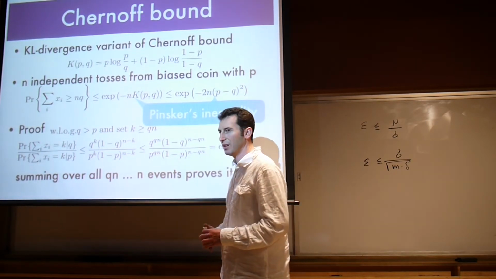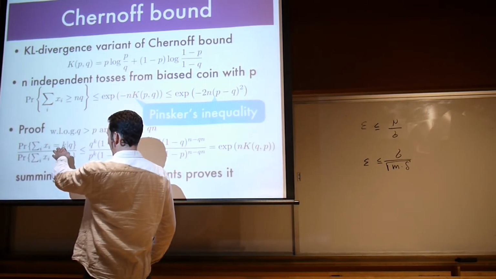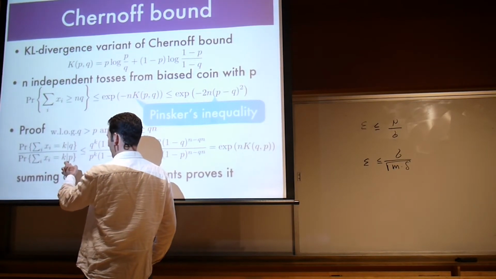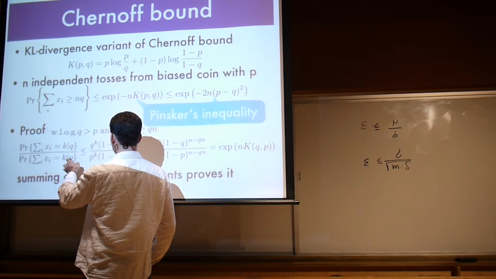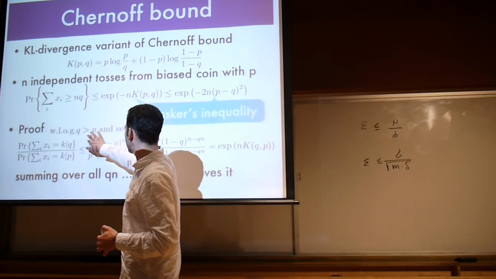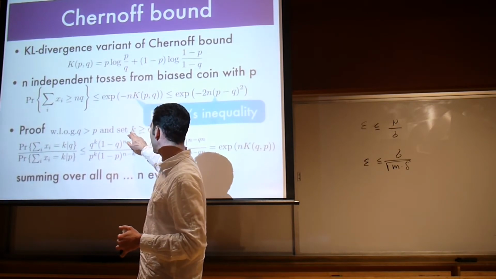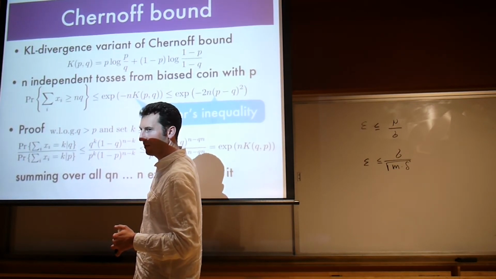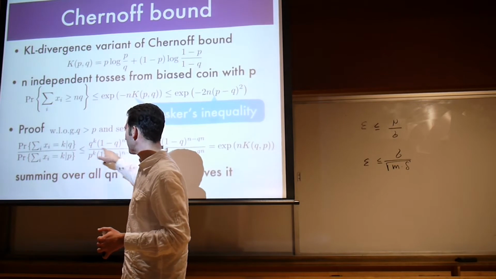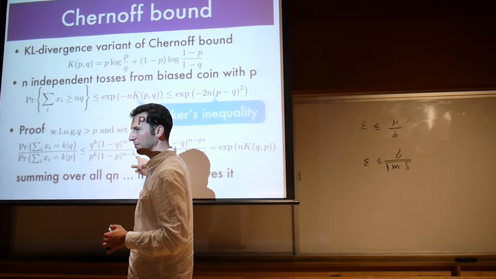So let's prove it. Let's look at the event that I see k hits under probability Q divided by the same event under probability P. Actually that should be an equality here. But let's for the moment assume that Q is larger than P, otherwise it works out the same way. And let's say K is greater or equal than Q times N. Those are the events that I'm really interested in. That's just binomial expansion, Q to the K, 1 minus Q to the N minus K. Same thing here in the denominator.